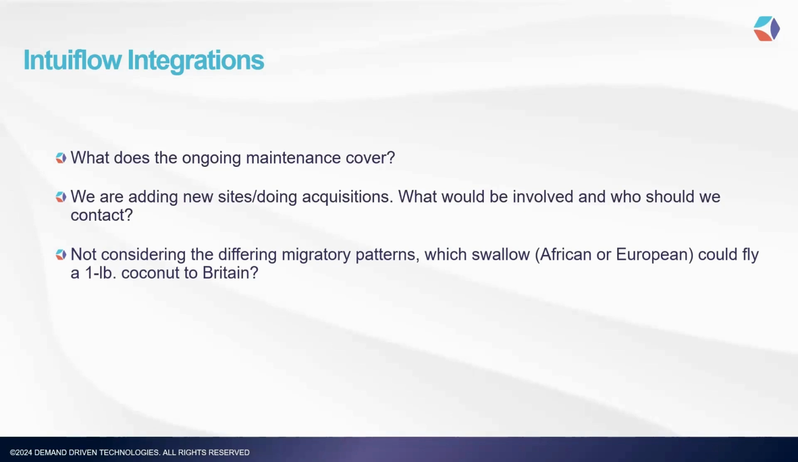Not considering the differing migratory patterns, which swallow, either African or European, could fly a 1 pound coconut to Britain. Are you checking if I'm awake or if they're awake? I believe there was a documentary, mid-70s, where this was addressed. My understanding is that a 5-ounce European swallow can't possibly do it, but the African swallow maybe. Any Monty Python fans in the room? Okay, all right.